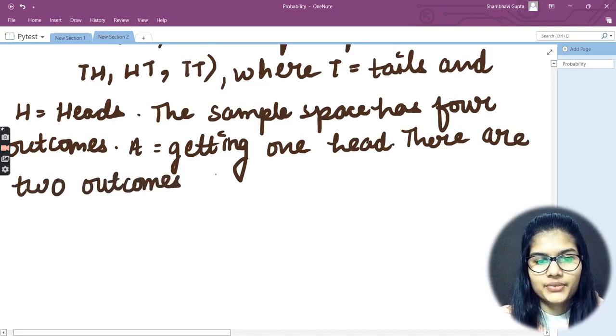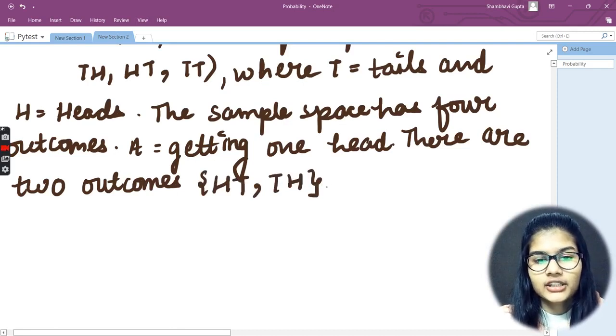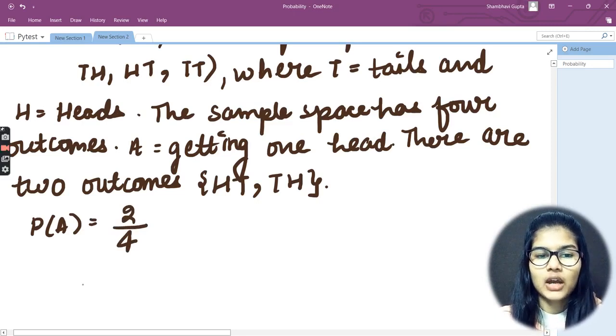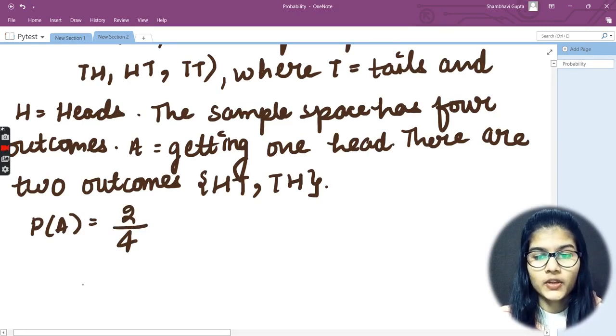There are two outcomes. First is my head tail and second is my tail head. These are my two outcomes, right? So in that case, I'm going to write that the probability of A is equal to 2 by 4, because in total we were having 4 outcomes, and from those 4 outcomes we were having 2 outcomes which have one head. So for that we were having these 2 outcomes, head tail and tail head. So in total I have 2 by 4.